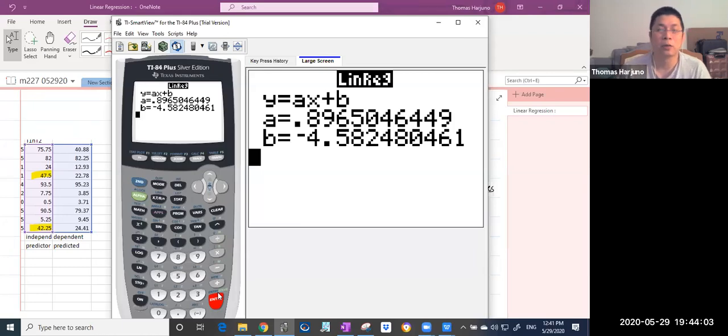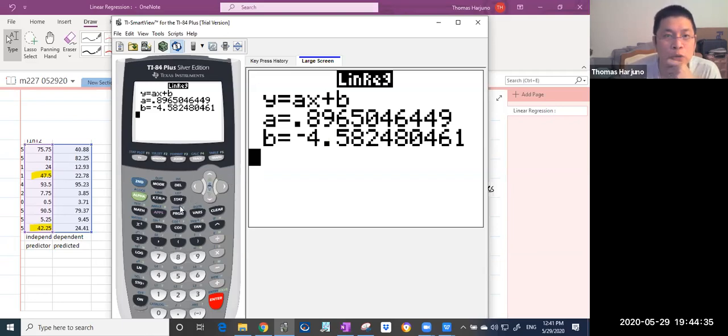Okay, now this is the 0.8965 that we have earlier. Oh, 5. I thought I had 6 earlier. My bad. Yeah, so this is what we have for the slope earlier, and this is the y-intercept. Okay, that's the slope and then the y-intercept. Now, how do we get the R, Thomas?